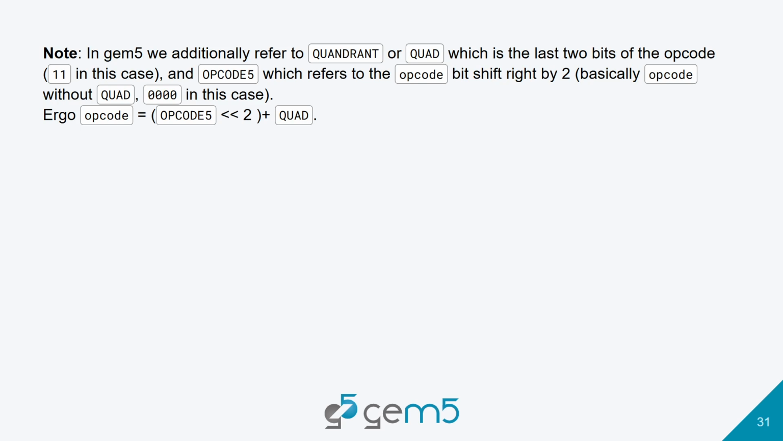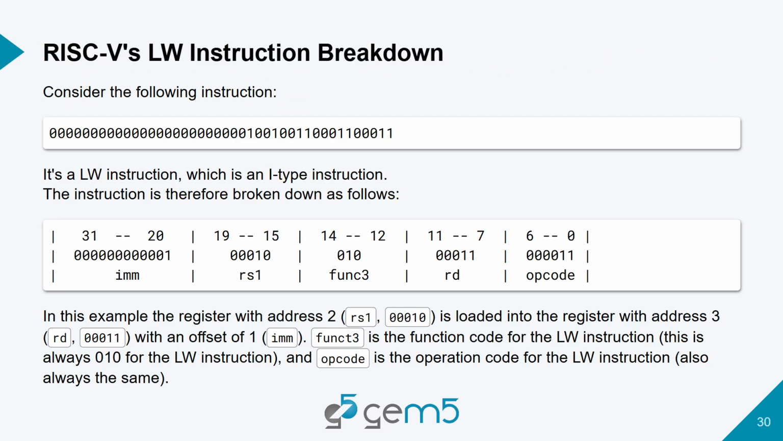Note, in general, we additionally refer to quadrant, or quad, which is the last 2 bits of the opcode, in this case 1, 1, and opcode5, which refers to the opcode bit shifted right by 2. So basically the opcode without the quad, in this case 0, 0, 0. It's a bit confusing, but this is going to come up in just a bit. So we do split the quad, the last two bits, away from the rest of the opcode to do some parsing, which is part of the RISC-V specification, but I won't go too far into it here.